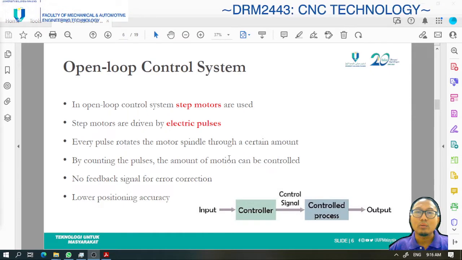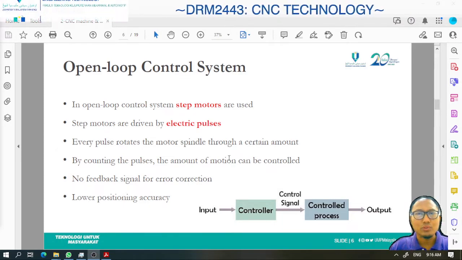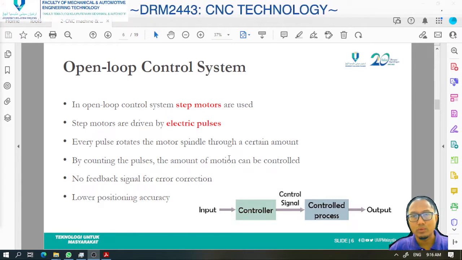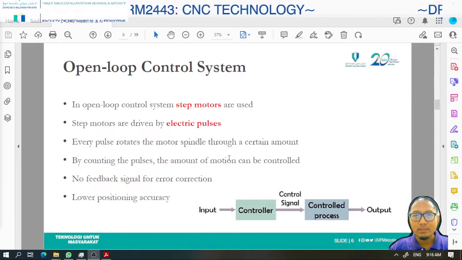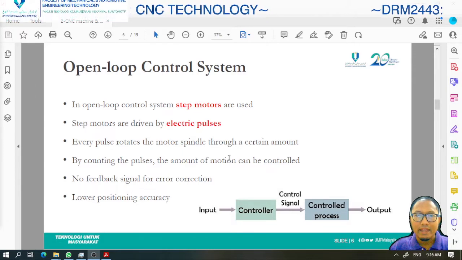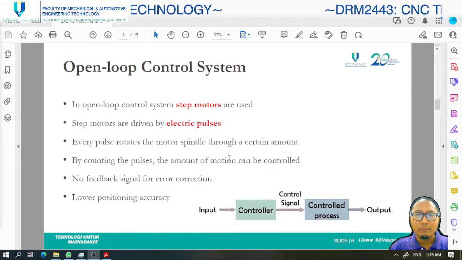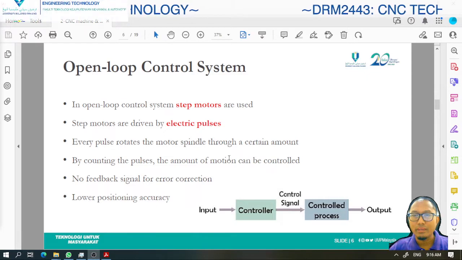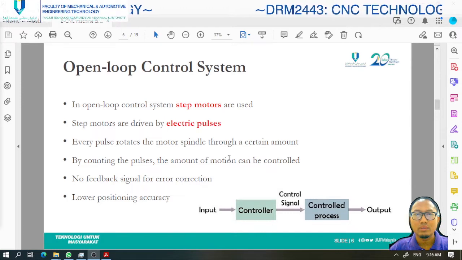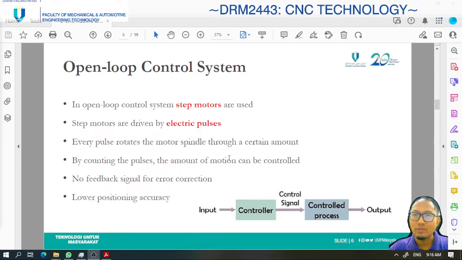Then we have the control system. The first one, the one that is usually used in a conventional way, is the open loop control system. In the open loop control system, step motors are used. The step motors are driven by electric pulses, and every pulse will rotate the motor spindle through a certain amount. By counting the pulses, the amount of motion can be controlled. There is no feedback signal for error correction in this kind of open loop control system, and this results in lower accuracy in the positioning of the tools and the parts.